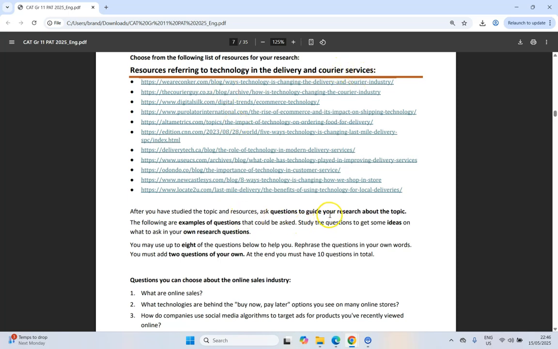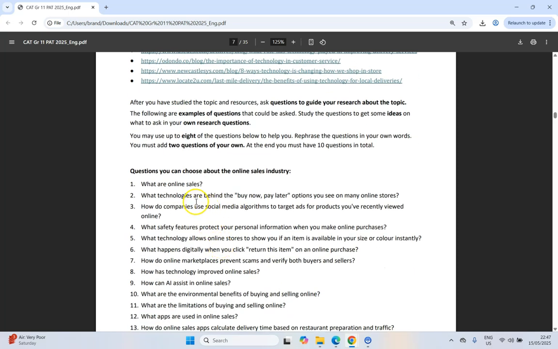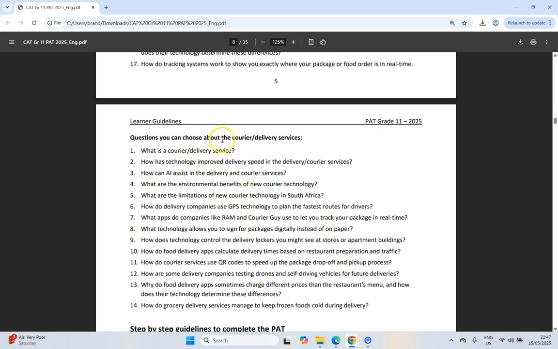You're going to be asking yourself questions to guide your research on the topic. That's going to be part of phase one. So these questions that you're going to create are going to help you understand the topic, and help you understand what you are looking for. And it's basically like research. So what they've done in grade 11 is they've actually given you a whole bunch of questions over here on the online sales industry, and here are some questions about courier and delivery services.